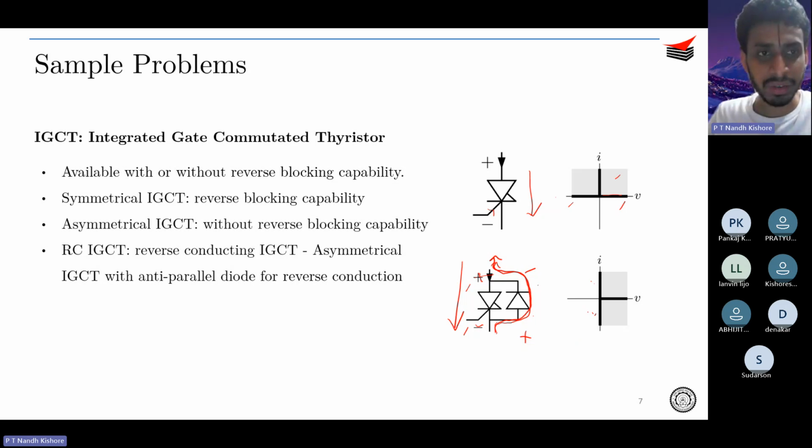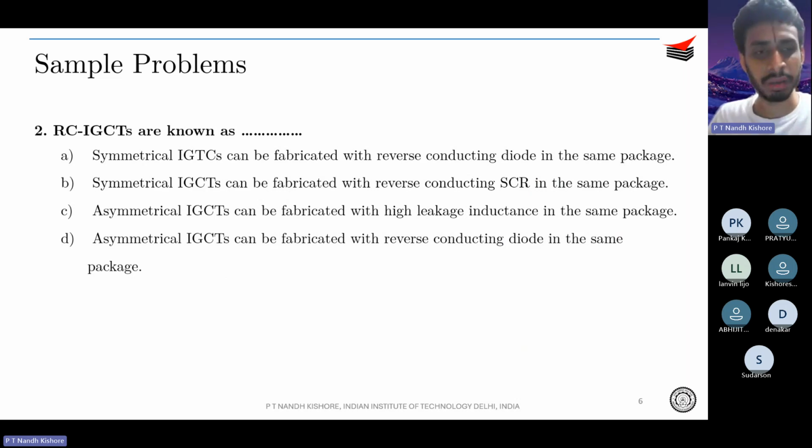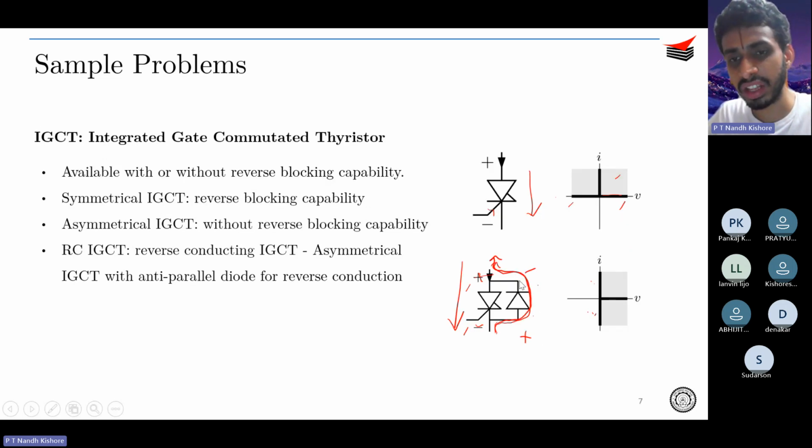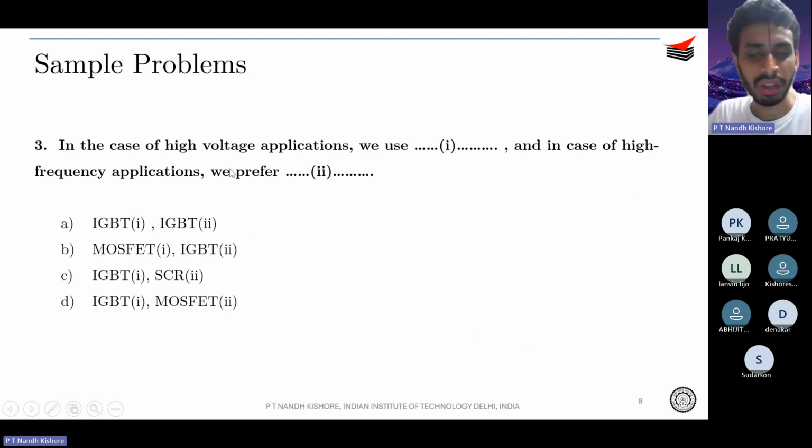So anyway, the question was, RC IGCTs are dash, right? RC IGCTs are asymmetrical IGCTs that are fabricated with a reverse conducting diode in the same package, okay? So in the same package, they are fabricated with a reverse conducting diode. So RC IGCT is a reverse conducting IGCT as indicated over here, okay? So we'll move on to the next question.